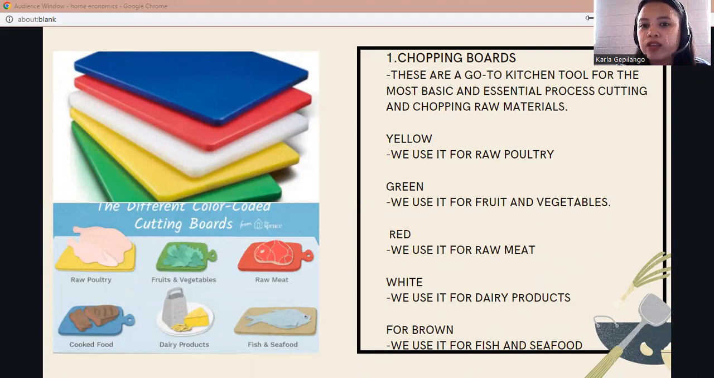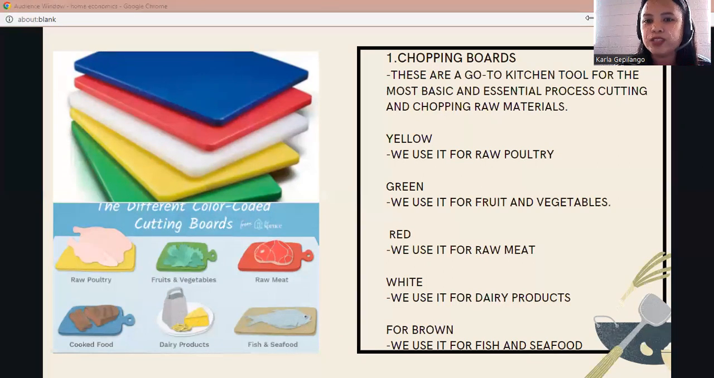Let's, of course, have the yellow chopping board first. This is the yellow chopping board, and we use it for the raw poultry. Now, when we say raw poultry, it means we are talking about ducks, chickens, and turkeys. This is where you chop the raw poultry. Next is the green chopping board. We use this for the fruit and vegetables. You already know what are the different fruit and vegetables.